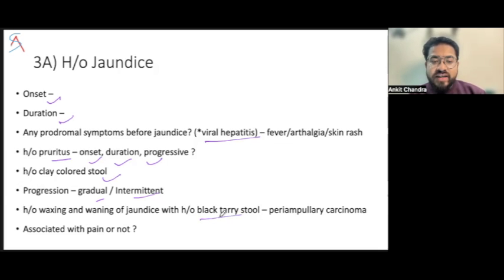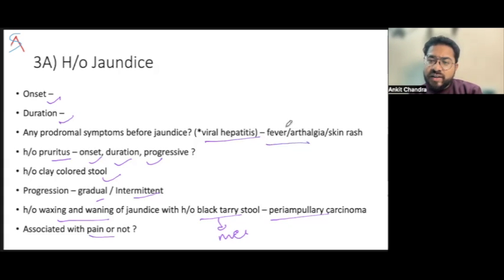For example, when there is a waxing and waning of the jaundice with black tarry stool, this gives an indication of melena. This gives waxing and waning. So what happens? There is intermittent jaundice. This is periampullary carcinoma. In the next slide, I'll tell you how to differentiate periampullary carcinoma, and whether it is associated with pain or not. We'll see in the next slide what is painful jaundice and what is not painful jaundice.